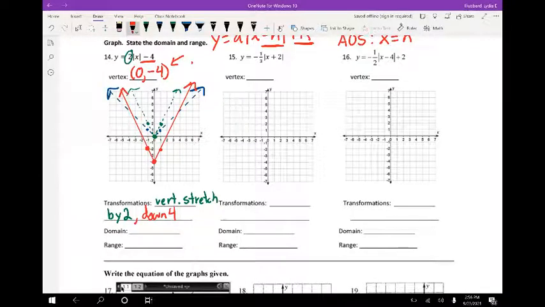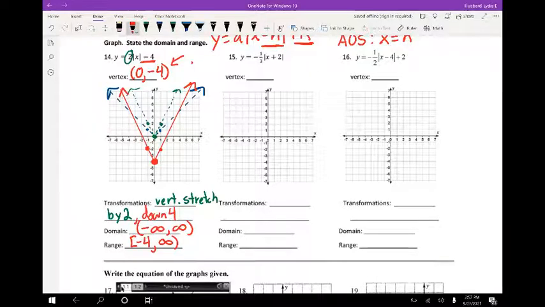Your domain, especially for an absolute value, is always going to be negative infinity to infinity. Domain is left to right. Range is bottom to top. So the lowest value that this hits is right here. The lowest y value is a negative 4. And it's going all the way up as far as it could possibly go, so it's going to infinity. Typically, our range starts from 0 to infinity. But when we move our graph down 4, our range will have to shift down 4 with the graph. So that's why this is starting at negative 4 and going to infinity.